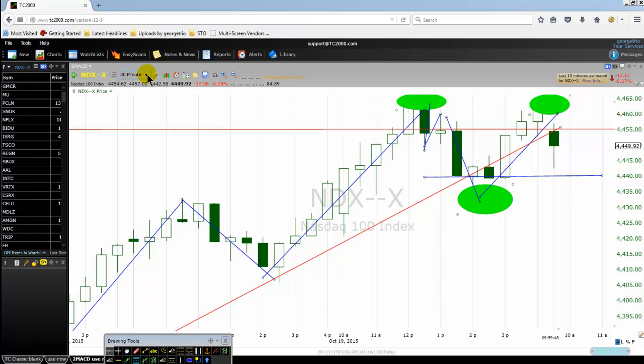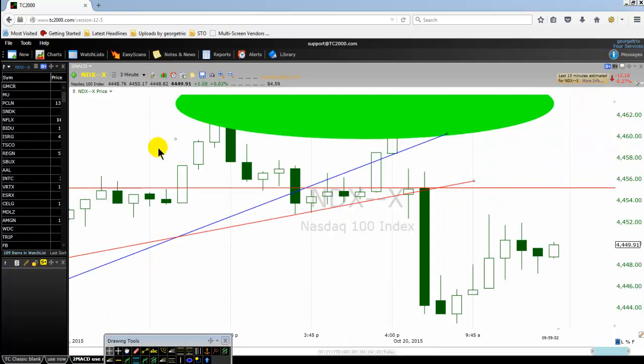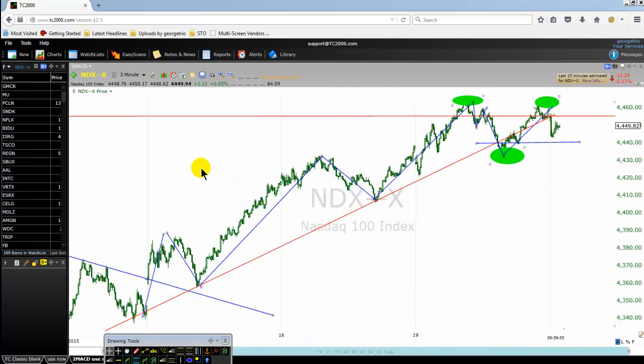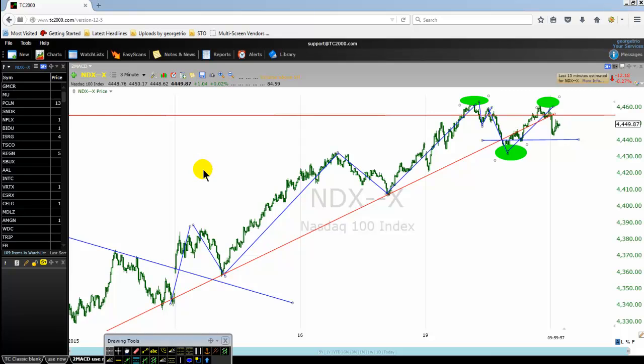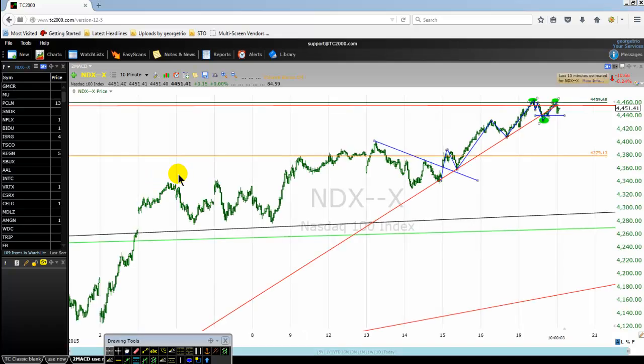I'm going to go now to the 3-minute time frame. Why am I going to the 3-minute time frame? It is to zoom into the price. Now you can see also on the 3-minute chart, in fact it was on the 10-minute time frame, I'll show you what I've done here.